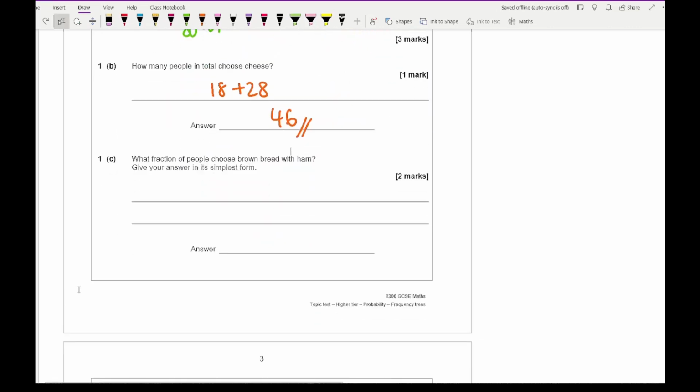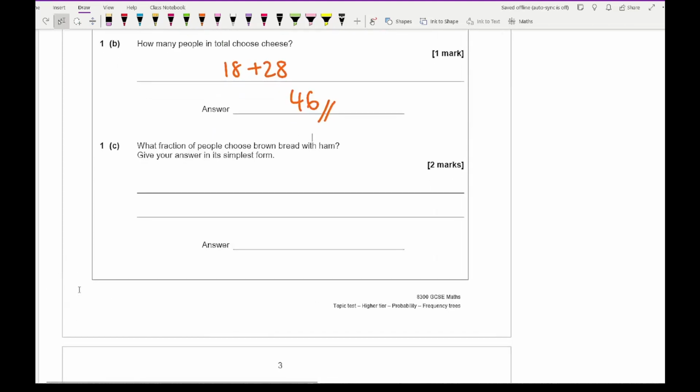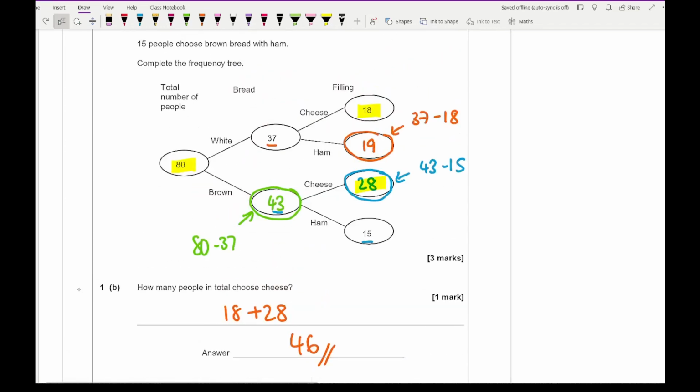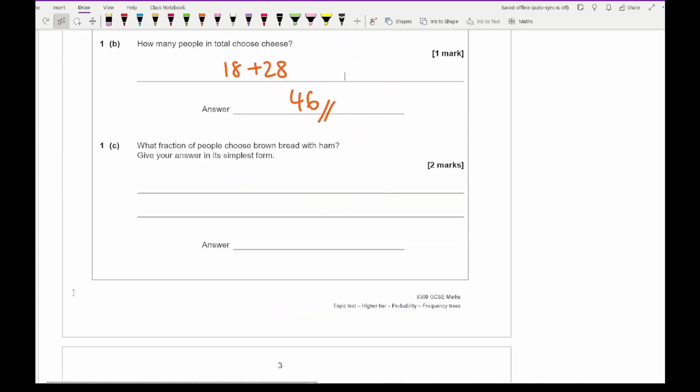Which then leads us on to question 1c, which says what fraction of the people choose brown bread with ham? Give your answer in its simplest form. So if I go back to this here, you can see that the number of people who choose brown and ham is 15. So it's 15 out of the total. So it's going to be 15 out of 80, which simplifies, and we want to give our answer in its simplest form, which is 3 over 16.